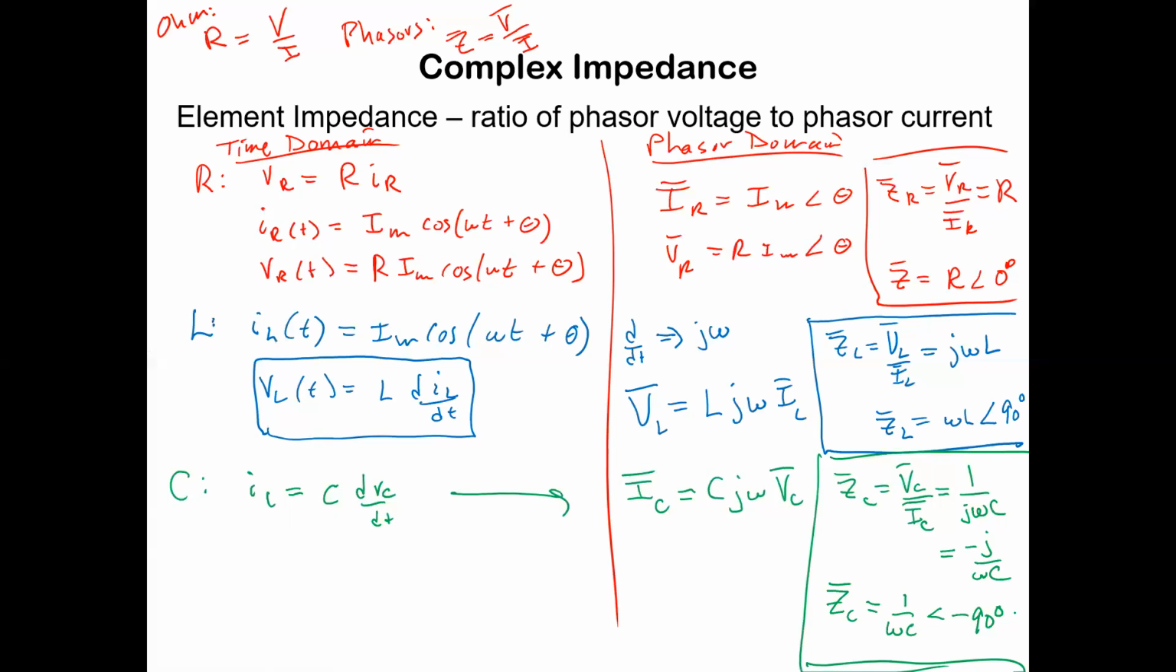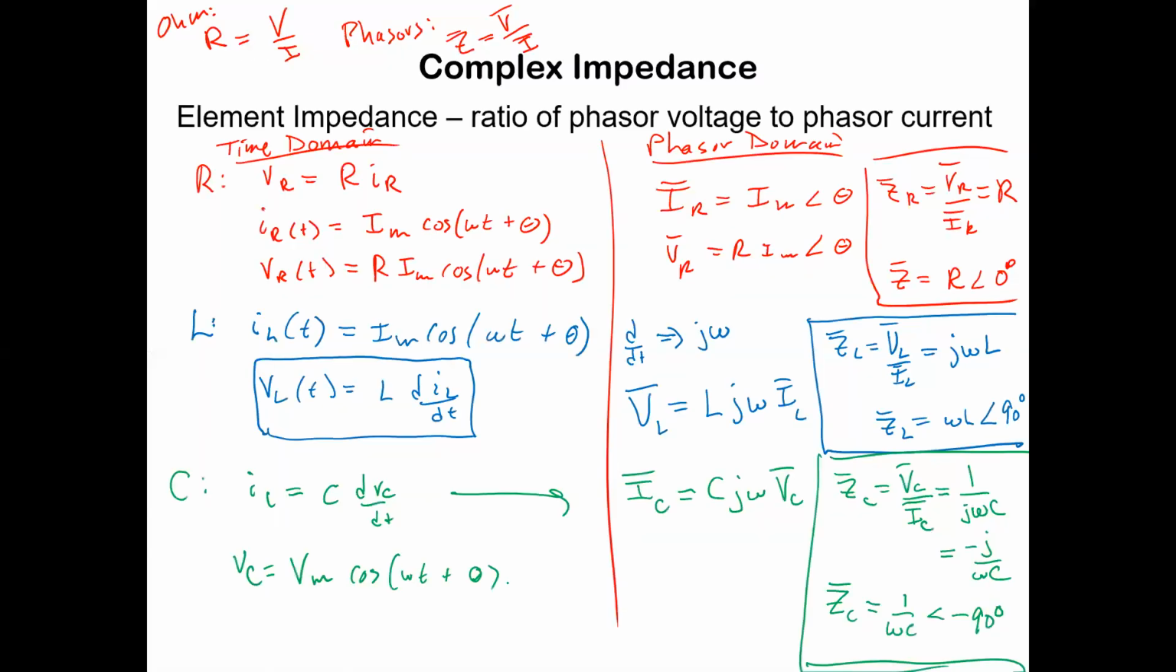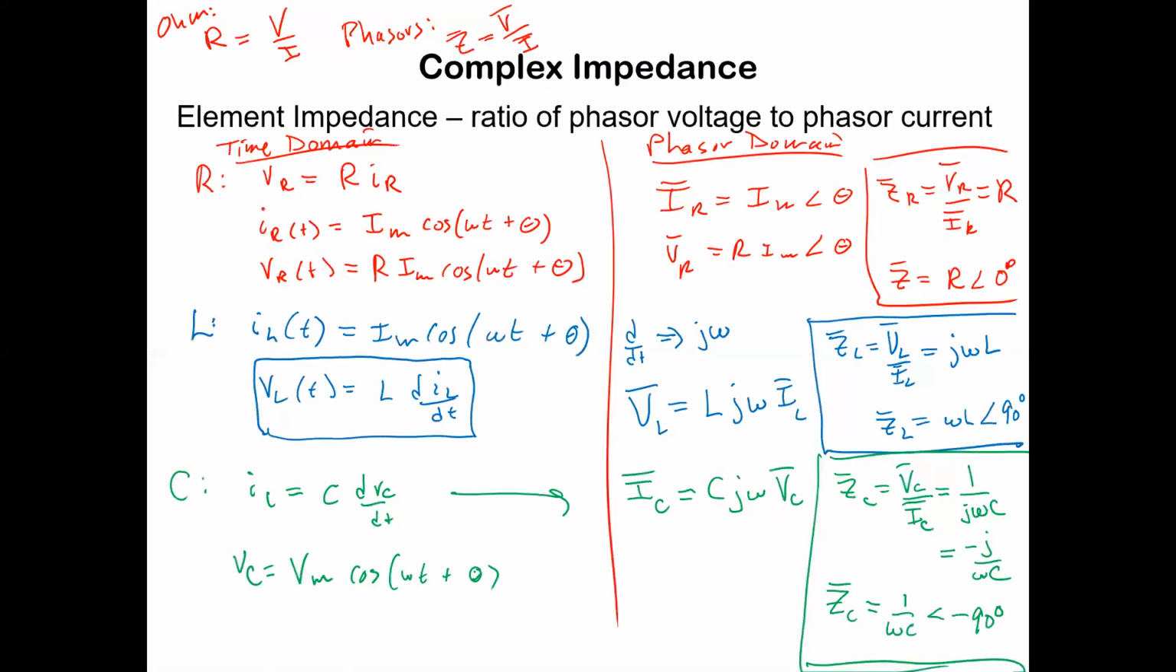If you're talking about in parallel, yeah, if you set up a specific circuit. But we're just talking about, basically, if VC is Vm cosine of omega t plus theta, then phasor VC is just Vm angle theta again. It's just a sine wave.